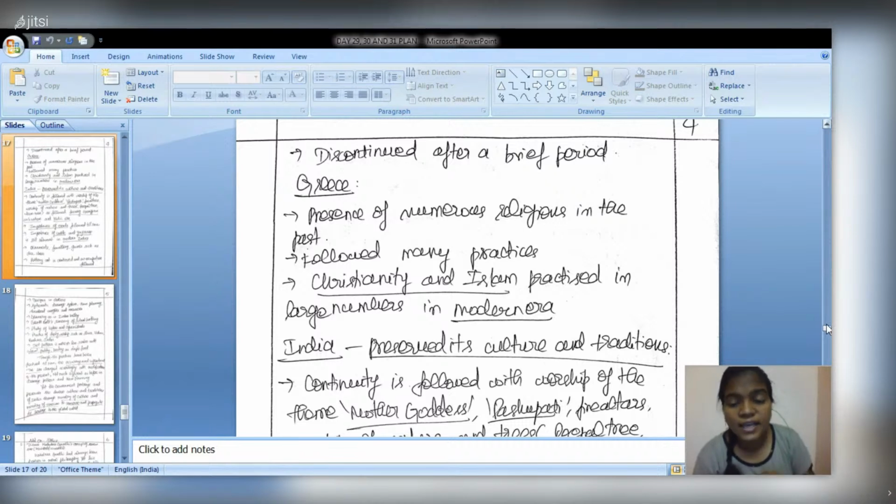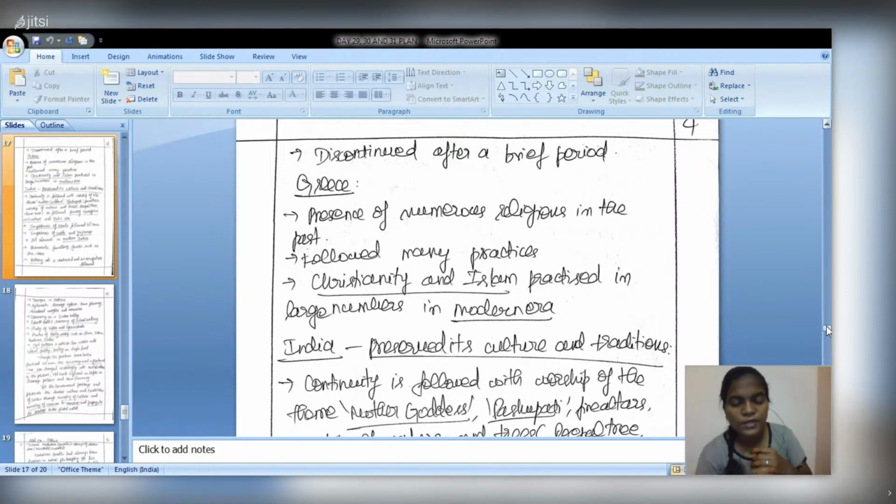Okay, and theirs too, because they followed many practices, we can say they worshipped supernatural elements and nature. After a brief period, Christianity and Islam were followed by large numbers of people. So these are all the reasons why their culture was not preserved and their practices and traditions have diminished.